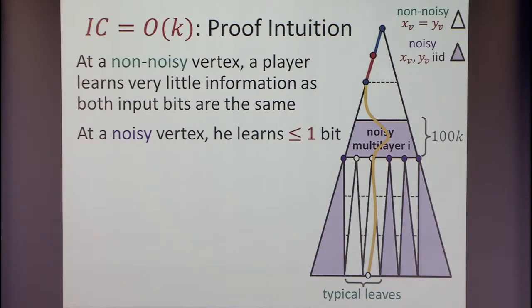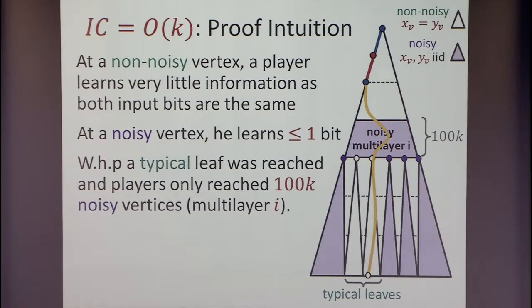We actually reveal information on noisy vertices. On noisy vertices, the inputs were independent. When Alice tells Bob her bit, it can give him 1 bit of information. So for every noisy vertex, the other player may learn 1 bit of information. And then we're claiming that with high probability, a typical leaf is reached. This is what we said before. We're solving the game with the function with high probability. And therefore, we're very likely to only reach 100k noisy vertices. Only the vertices in multilayer I are going to be noisy.